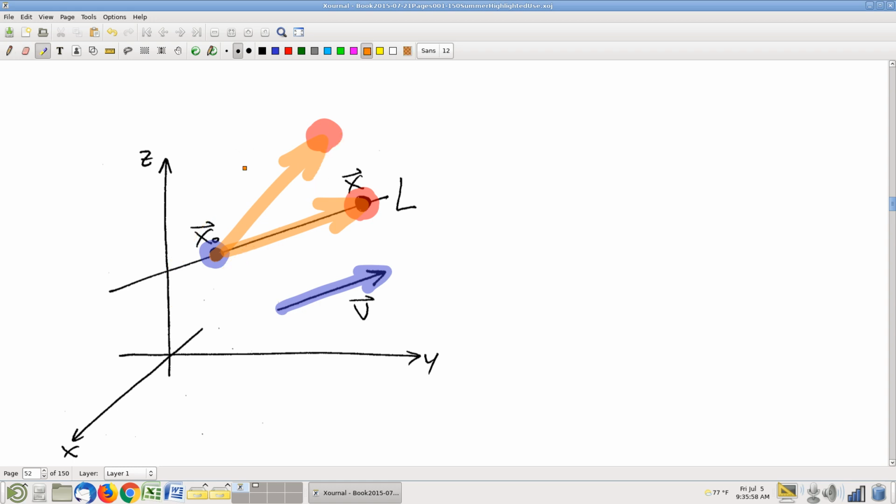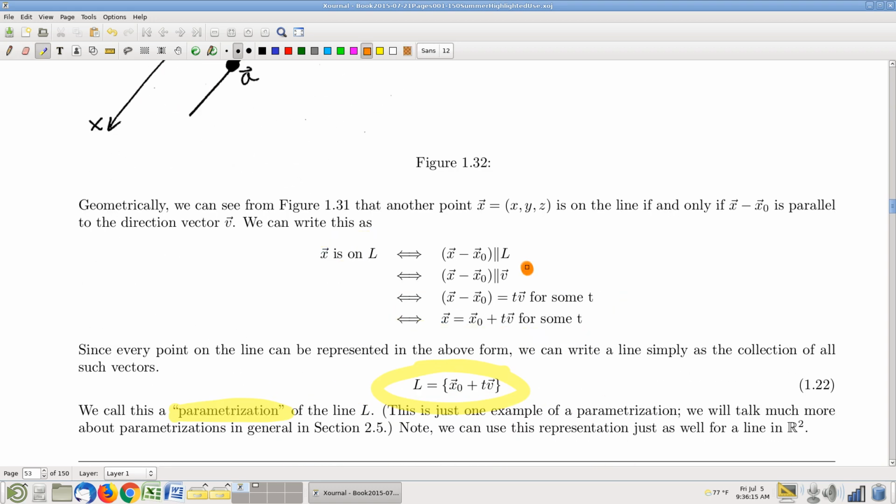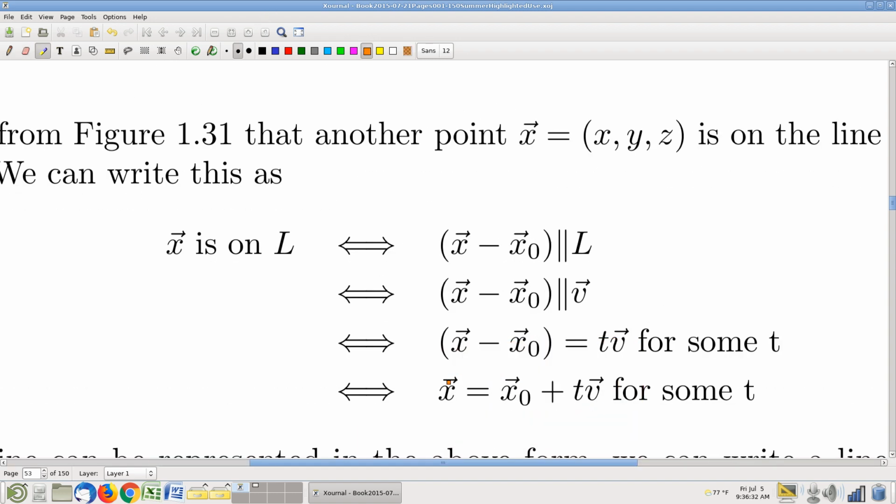Right? So the point x is on the line if and only if x minus x naught is parallel to the line. But of course, parallel to the line means parallel to the vector v. Parallel means that it is a multiple of v. And then we can solve for x in this equation, and that gives us this expression right here. So every point x that is on the line has this form. Every point on the line must look something like this. It's x naught plus some multiple of v.